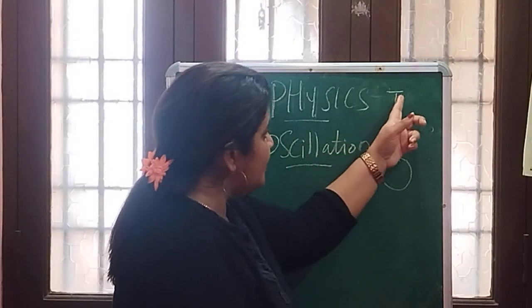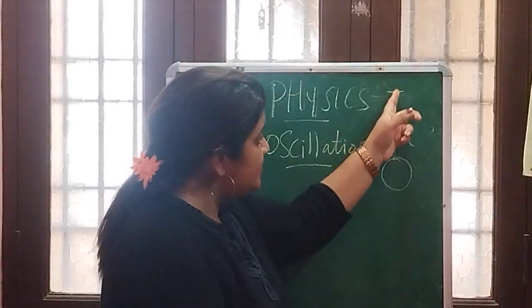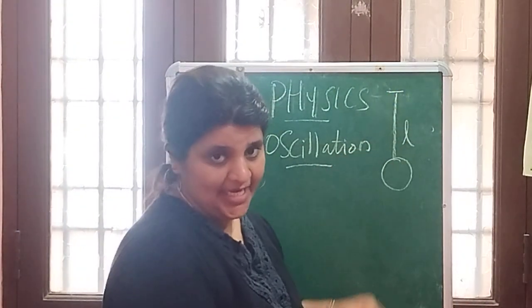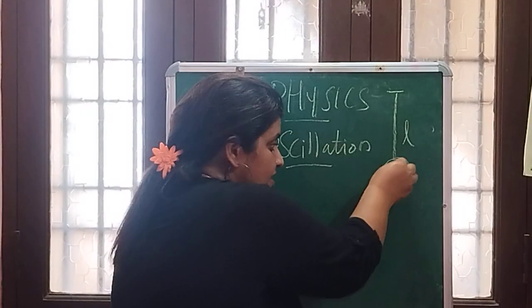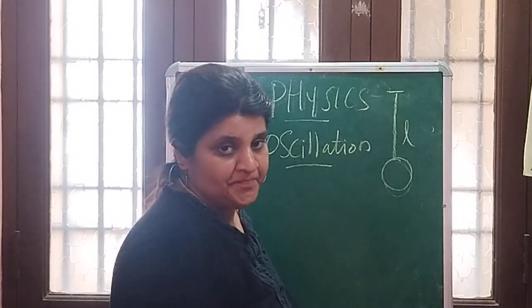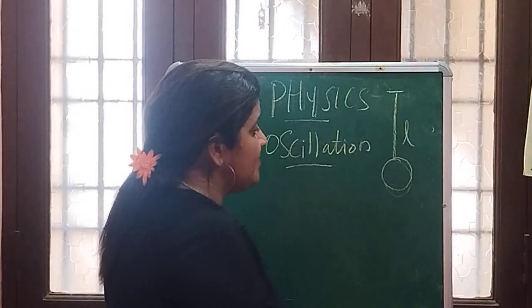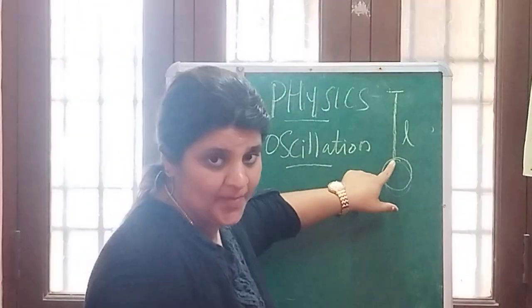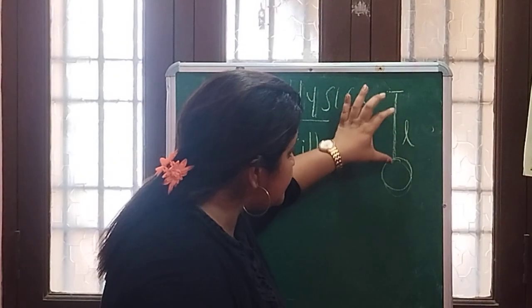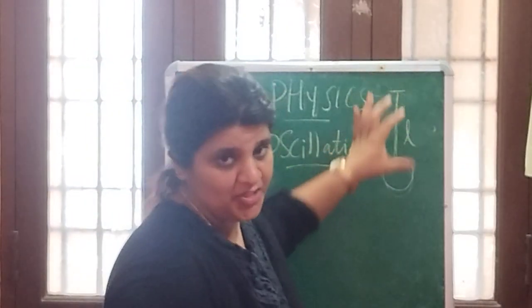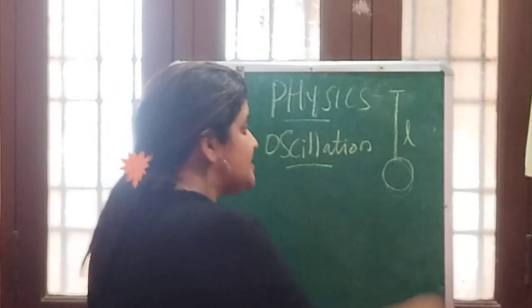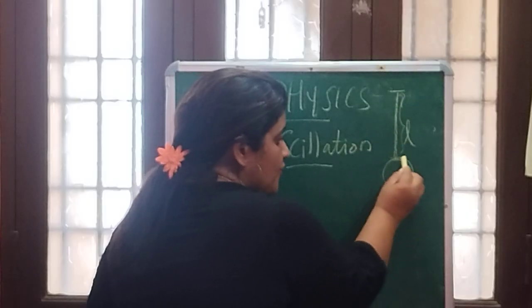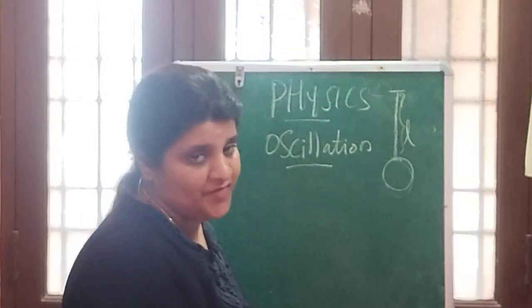Here, there is a point of suspension. From this point of suspension, there is a string of length L. At the end of this string, there is a bob of mass M. The length of the pendulum is the distance between the point of suspension and the tip of the bob. That is the length of the pendulum.